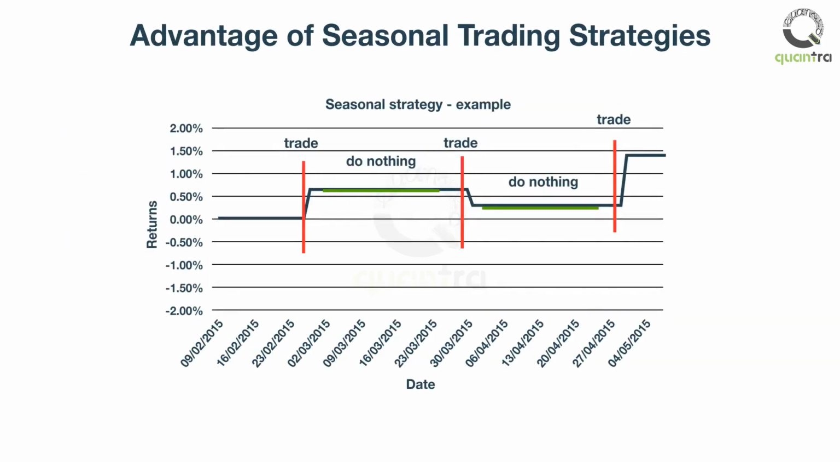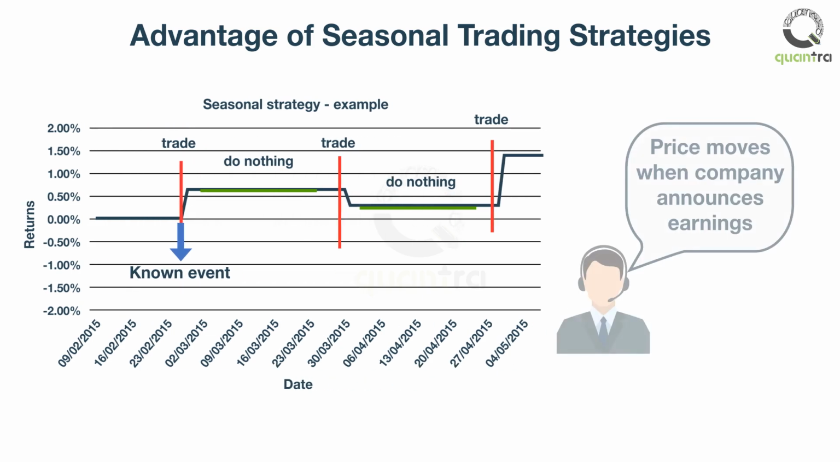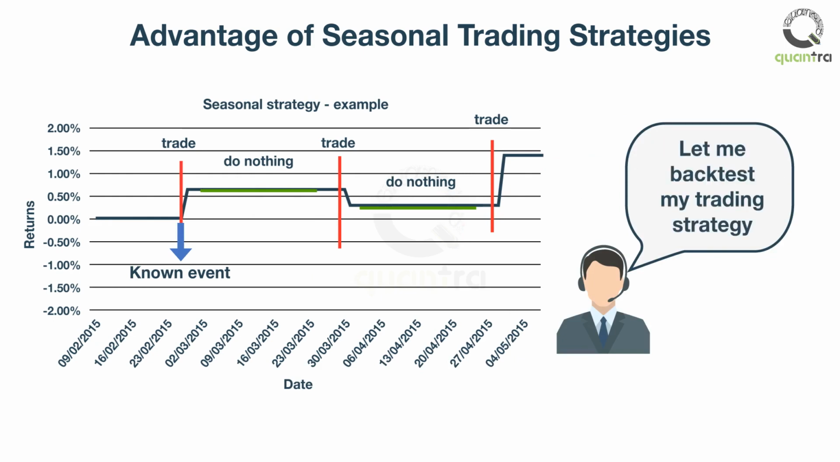The advantage of this strategy is that since the event is scheduled, we can prepare for it beforehand. We can do our analysis before the event happens and then set up our position. It greatly simplifies the strategy execution. If the event is repetitive, then we have a long history of event dates and price reactions. We can systematically backtest the trading strategy based on past events.